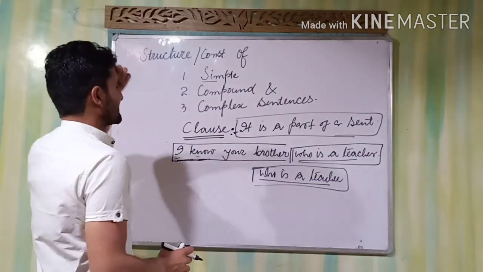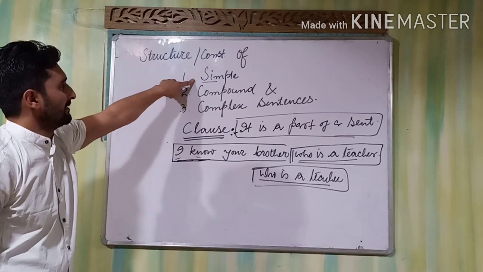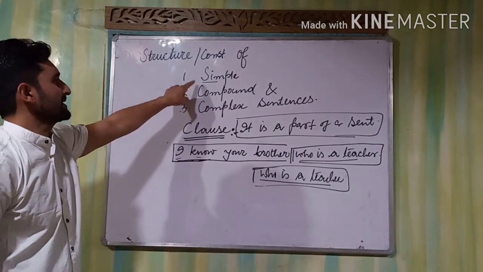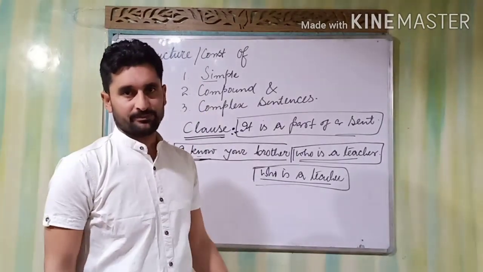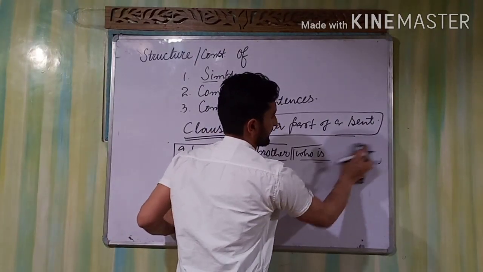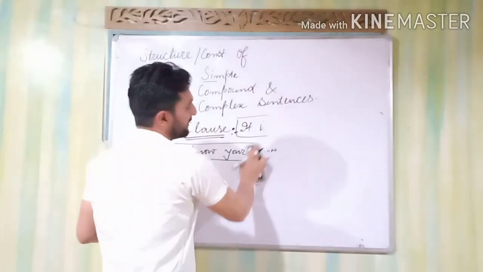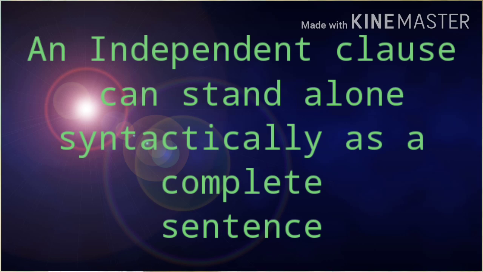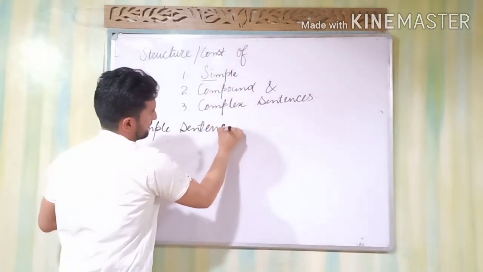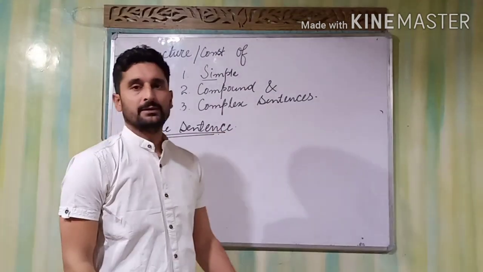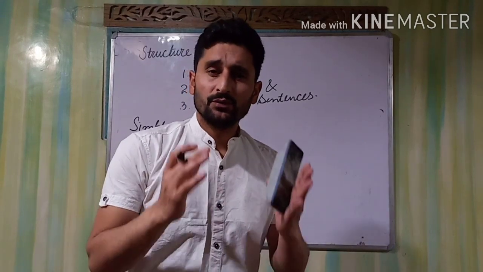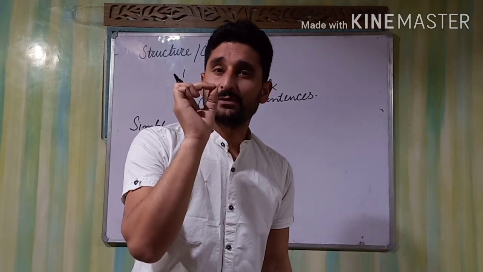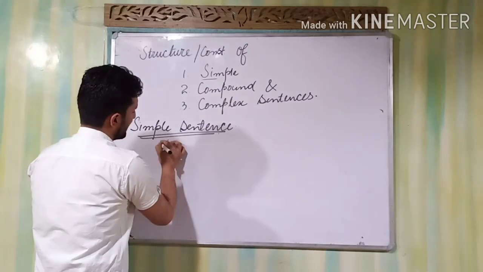All right. Now, let's discuss what this simple clause means. How is it constructed? What's a compound? What's the simple sentence? What's a complex sentence? What's a compound sentence? Okay. An independent clause stands alone syntactically as a sentence. Now look at the first case, simple sentence. In simple sentence, what do we actually have? We have only a single independent clause, which means it has one independent clause only.